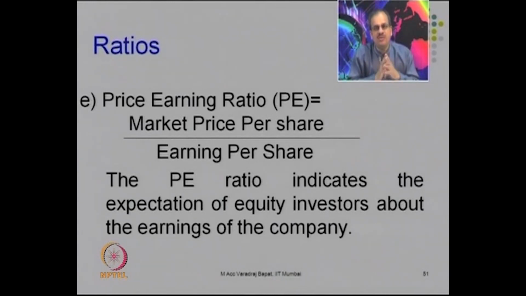There is another very important ratio, especially from the stock market angle, that is known as the PE ratio, price earning ratio, which tries to link the market price per share to earning per share. This ratio is extremely important because it links the profitability, that is EPS, to the stock market prices. So, this gives what is the expectation of the equity shareholders from a company.